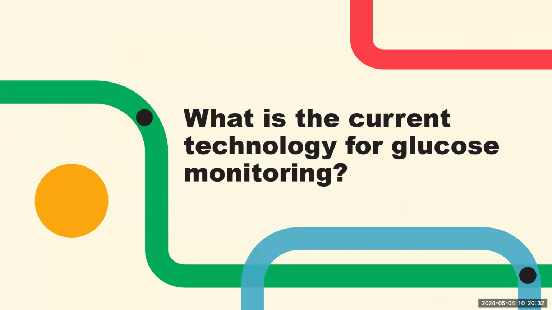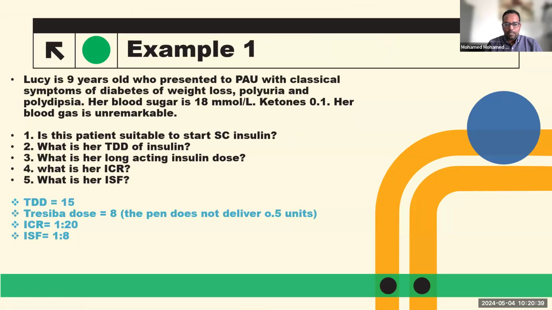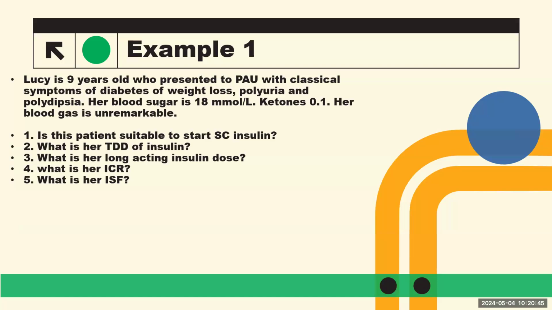Could you repeat just how you calculated the correction? You mean the ratios or the insulin dose? The ratios. Okay, so we assume that her weight is 30.